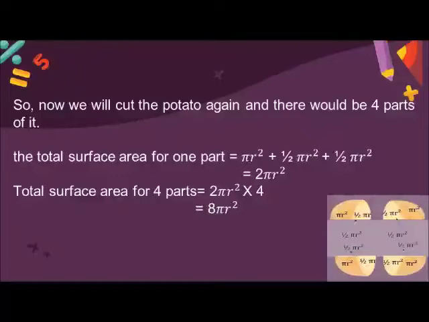So now we will cut the potato again and there would be 4 parts of it. The total surface area for one part will be equal to pi r square plus half pi r square plus half pi r square, which is equal to 2 pi r square. The total surface area for 4 parts would be 2 pi r square into 4, which will be 8 pi r square.